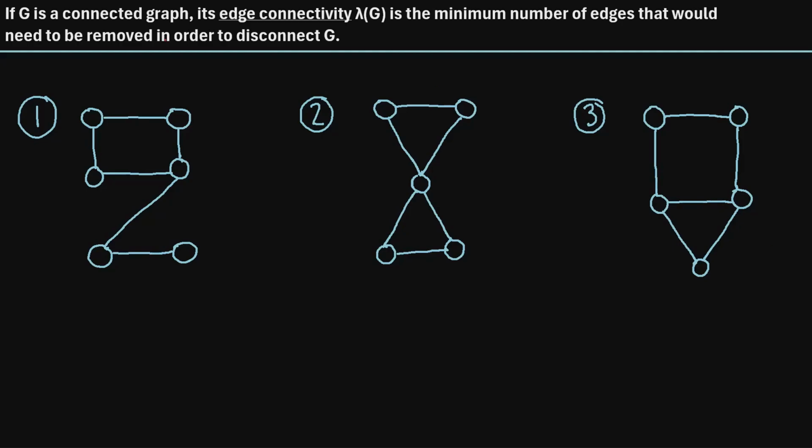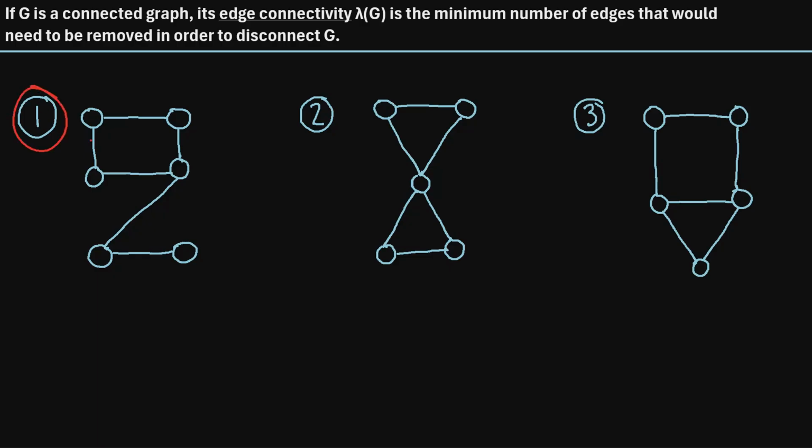In graph theory, if G is a connected graph, its edge connectivity, denoted as lambda of G, is the minimum number of edges that would need to be removed in order to disconnect G. So I have three examples of graphs right here. Let's take a look at each one and determine the edge connectivity of each graph.